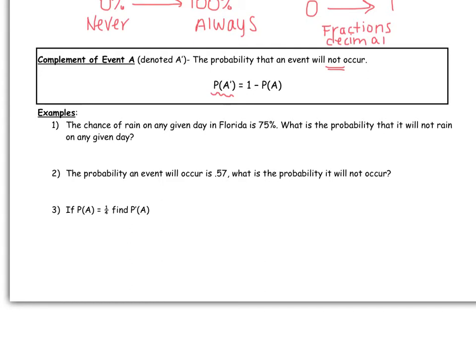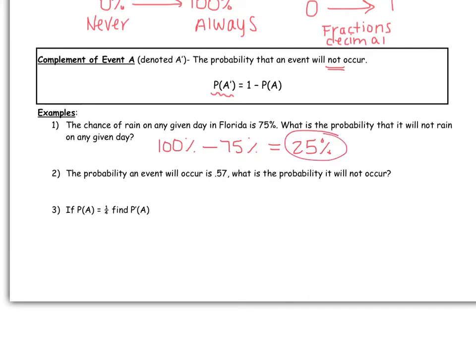So example number 1. The chance of rain on any given day in Florida is 75%. What is the probability that it will not rain? You know automatically that the answer is 25%, but how would you do this? You would take the 100% chance, subtract 75 from it, and get 25%.